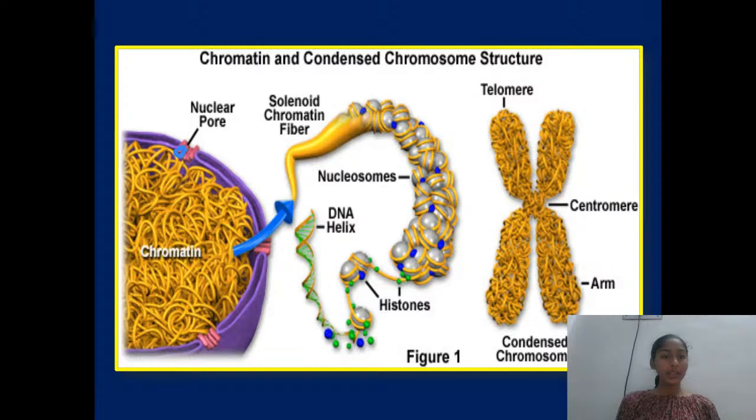These are nuclear pores that we have just learned. Chromatin is these wires, the solenoid chromatin fiber. So these are all the structures of a condensed chromosome. Okay.